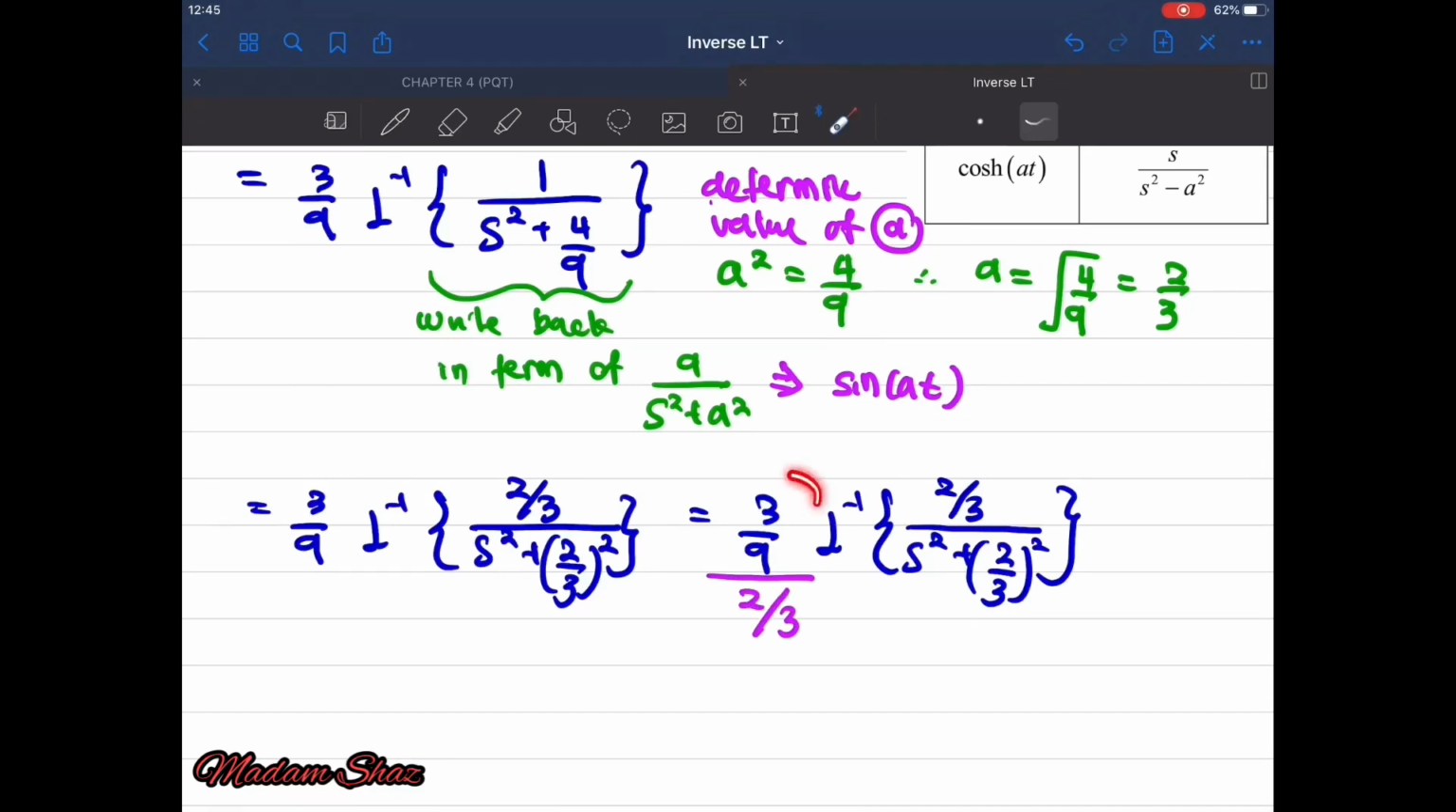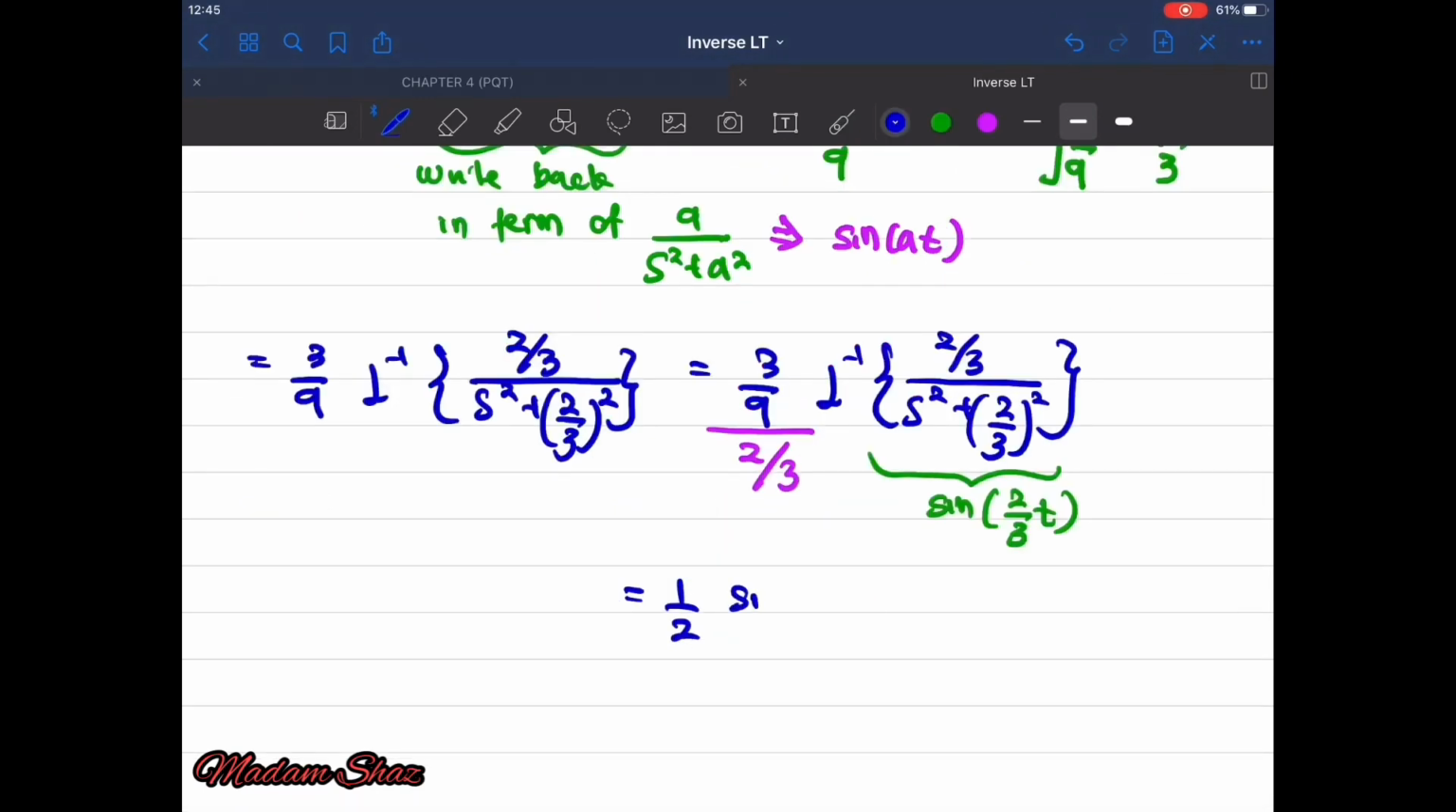So now you have to simplify 3 over 9 over 2 over 3, and the Laplace inverse of 2 over 3 over s square plus 2 over 3 square will become sine of at. Simplifying these two terms, it will become 1 over 2 sine 2 over 3 t. So this is the answer for the inverse Laplace transform for example D.